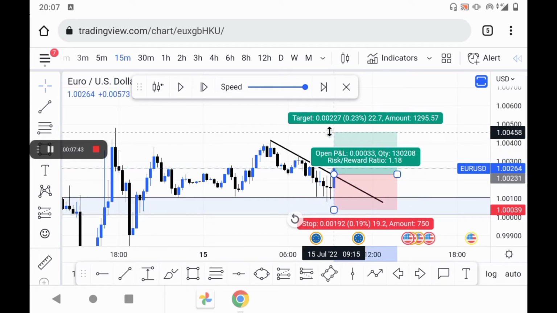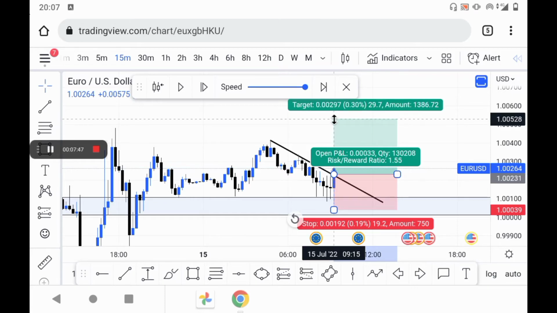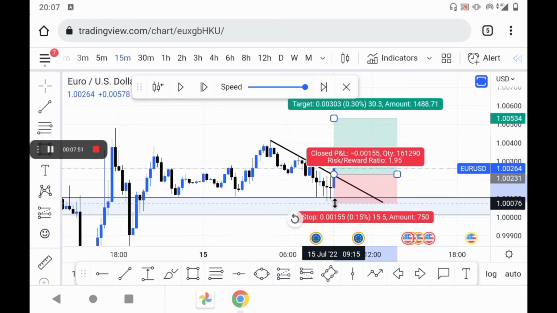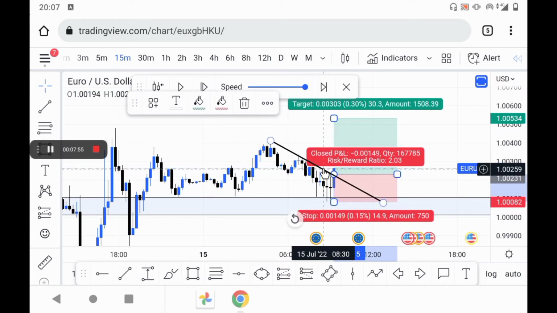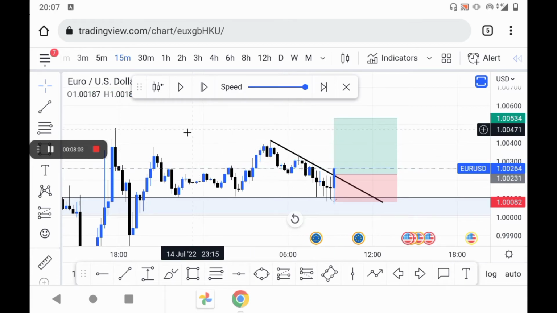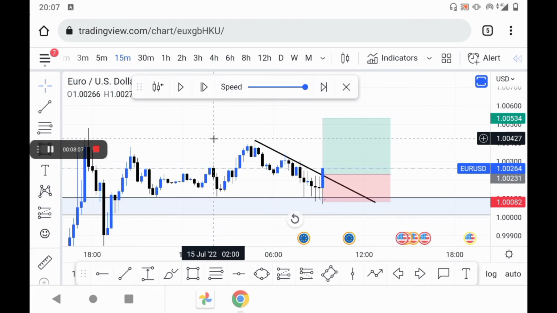Obviously you can play around with your lot sizes to make sure it moves quite nicely. I will have a 30 pip reward for a 15 pip risk. Or if you want to look at it as 150 pip risk, 300 pip reward. Perfectly fine. 15 or 30 pips. Either way you look at it, same thing. Just play around with your lot sizes. Make sure that you're applying the correct money management, the correct risk management on this position.